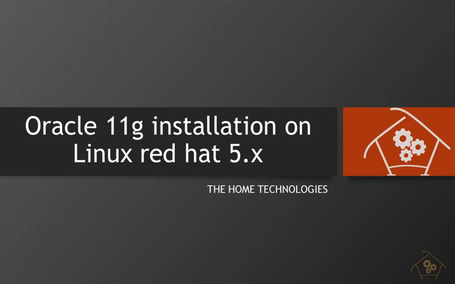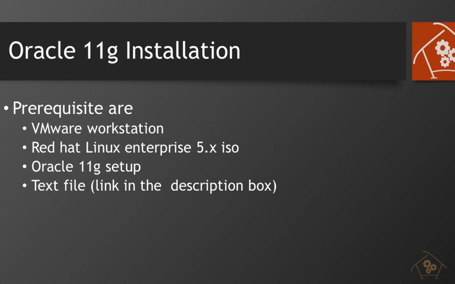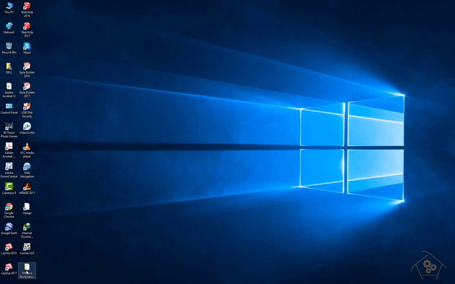In this video, we are going to install Oracle 11g on Red Hat Linux 5. So let's check out the prerequisites. We would need VMware Workstation, Red Hat Linux Enterprise ISO, Oracle 11g setup files, and a text file. The links are in the description box, so you can download these things from there. So let's jump to the installation.